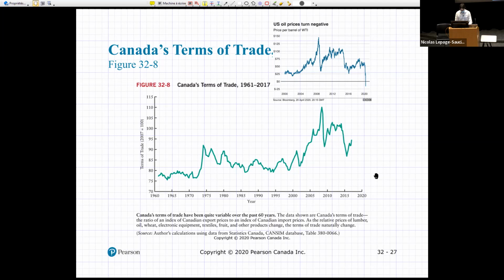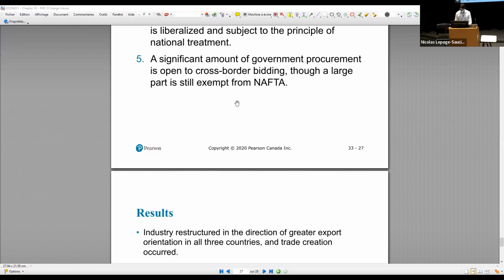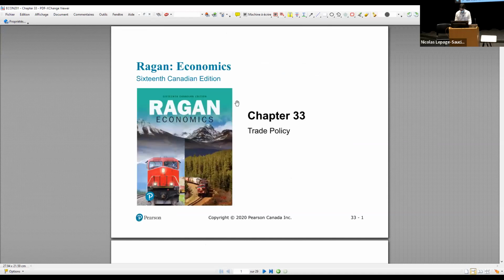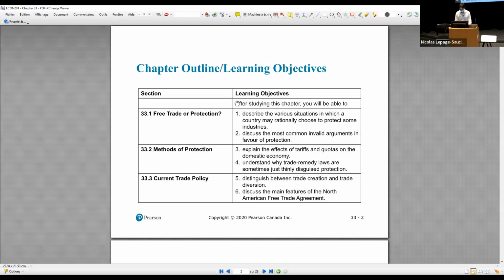So half an hour left, so we're going to start the next chapter, unless there's a question. All right, so the last chapter. The last chapter is about trade policy. So we should spend some time in this class and then finish with this.